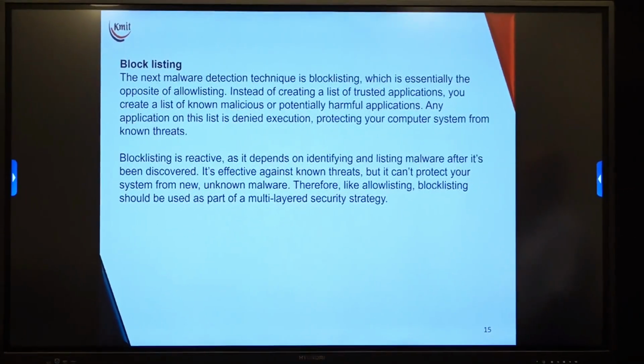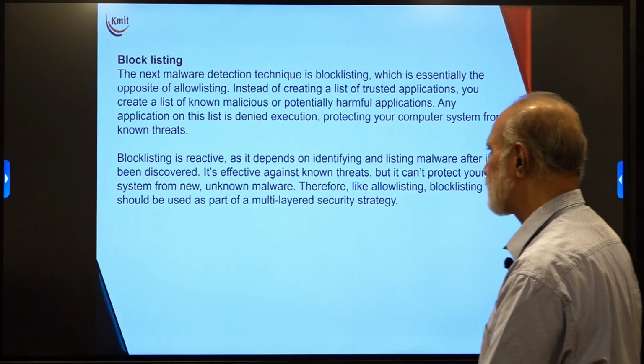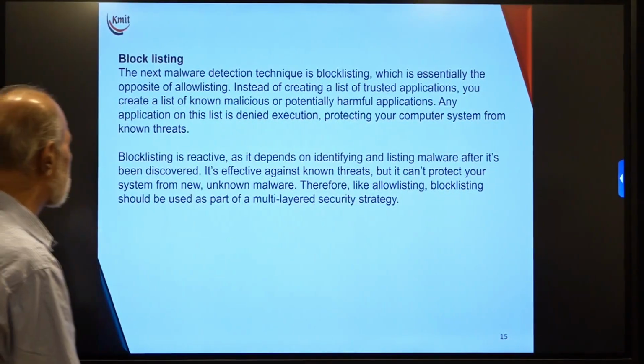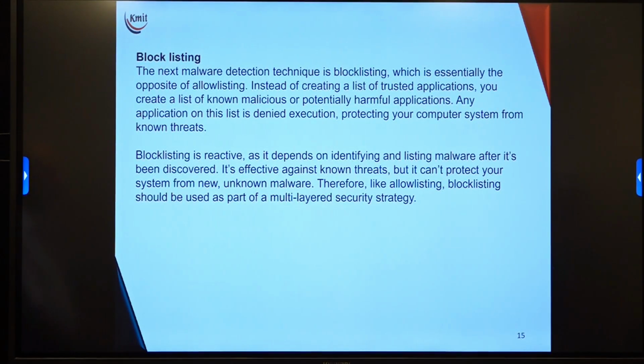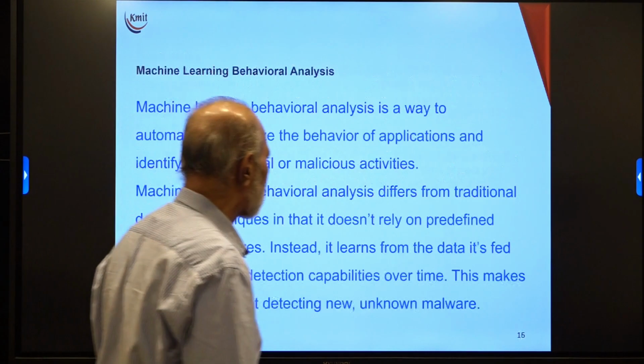Second is block listing, which is very popular. The next malware detection technique is block listing, which is essentially the opposite of an allow list. Instead of creating a list of trusted applications or websites, you create a list of known malicious or potentially harmful applications. Any application on this list will be denied access, protecting your system from the known threat. However, block list is reactive, and it depends on identifying and listing the malware after it has been discovered. So, it is effective against known threats, but it cannot protect your system from a completely new one. So, these are the two techniques which are very popular.